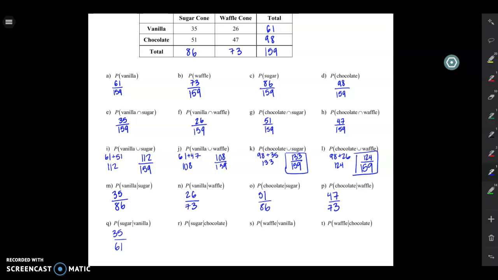And then you could do a similar thing to fill in the rest of these probabilities. I'm going to go ahead and fill them in. Go ahead and press pause, and then turn it back on when you've filled yours in as well. Okay, so hopefully you got those three fractions as your three answers for this one.